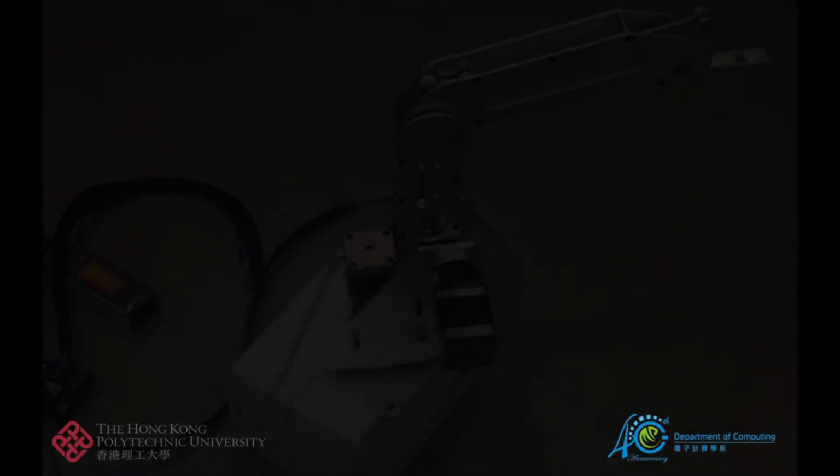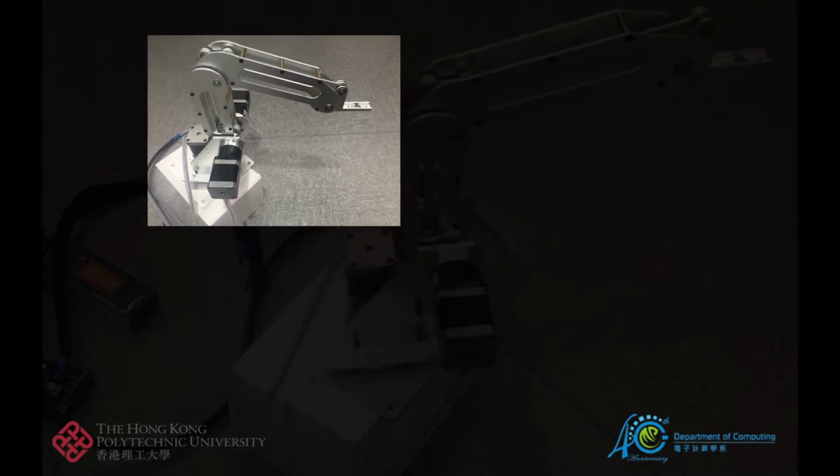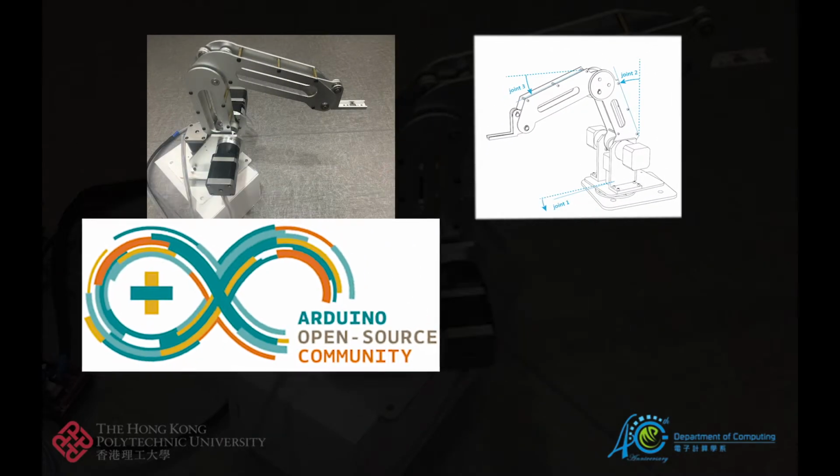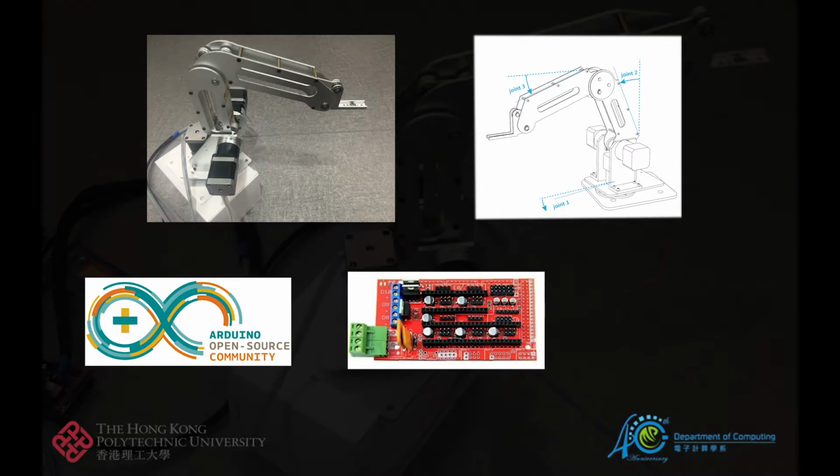Hello everyone, we are from the Computing Department of Hong Kong Polytechnic University, and today we will demonstrate how we use Simulink to simplify the implementation of a robotic system. Our system is a 3-axis robotic arm controlled by 3 stepper motors. To control the system, we used Arduino along with RAMPS, the most widely used board among the 3D printer community.